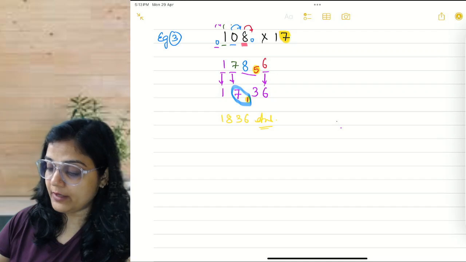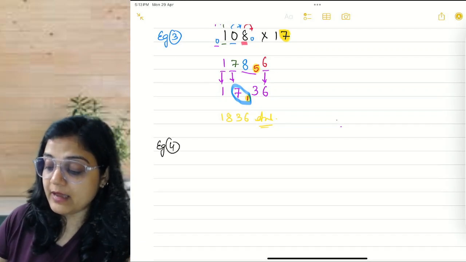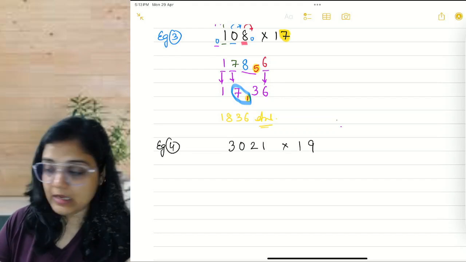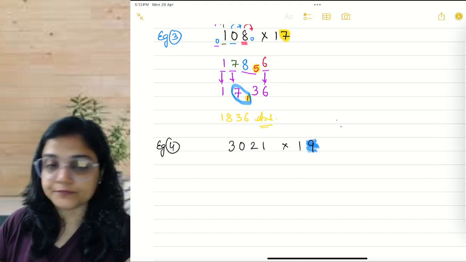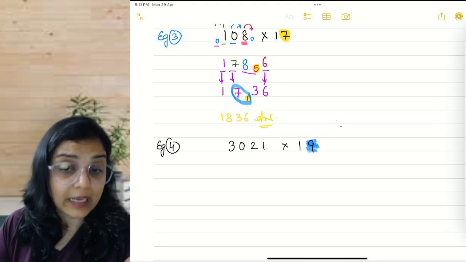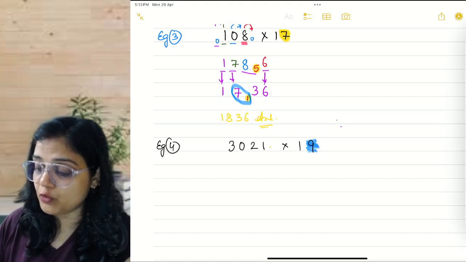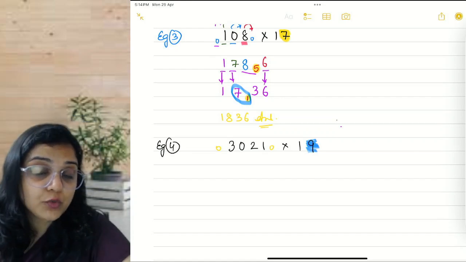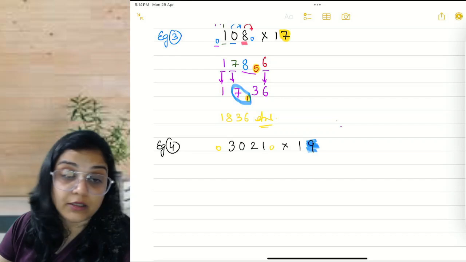Let us take another one. Example number 4. Suppose I have 3021 multiplied by 19 this time. So for this, I am highlighting this 9. I have to take care of this 9 only. I have to multiply with 9, and then I am putting two additional zeros that are going to sandwich the number 3021. But we'll multiply everything with 9. We have to take care of that thing, okay?